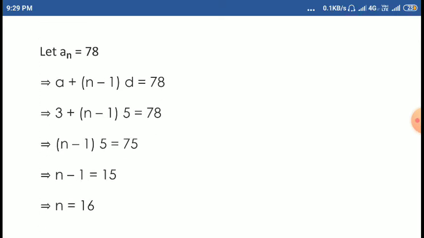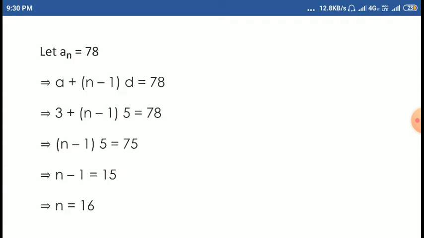Since we need to find which term of this AP, let the nth term of this arithmetic progression be 78. Let an equal 78. Just substitute into the formula: a plus (n minus 1) into d equals 78. Now we can substitute a and d, which we already found in this problem. So 3 plus (n minus 1) into 5 equals 78.